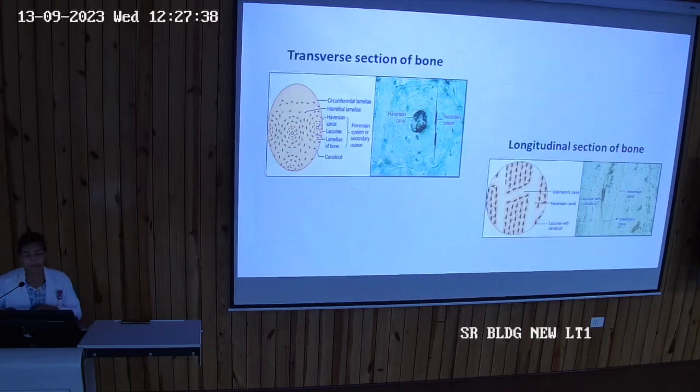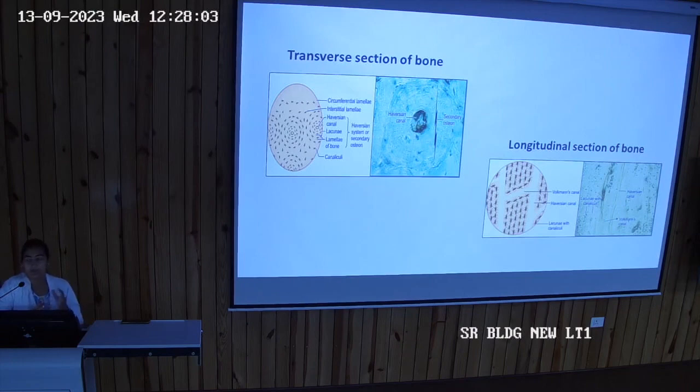Now coming to the section of the bone, the transverse section and the longitudinal section. There is a Haversian canal system. All of you must know about the osteon. The Haversian canal system of a bone is called the osteon. Now this osteon is formed of a Haversian canal as well as the osteocytes and the lamellae. So different lamellae are present in a bone.